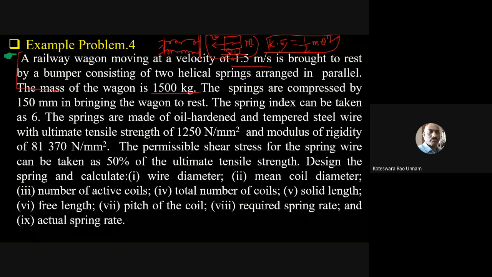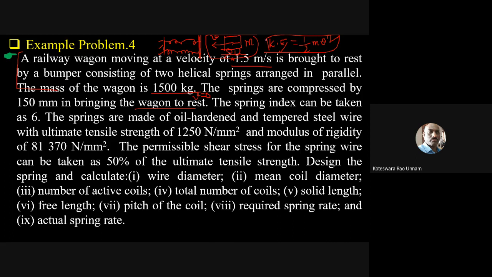Now, while moving with this velocity, it hits this bumper, and it is stated that the wagon comes to rest. That means what happened to this kinetic energy? Rest means velocity will become zero. After hitting, its velocity is zero, so kinetic energy becomes zero. So what happened to that? As per the law of conservation of energy, energy is transformed from one form to another form.